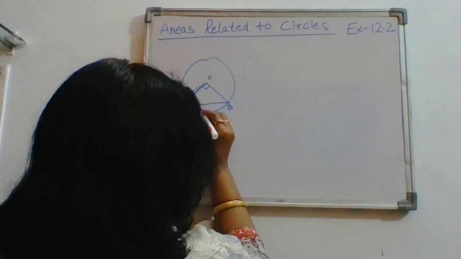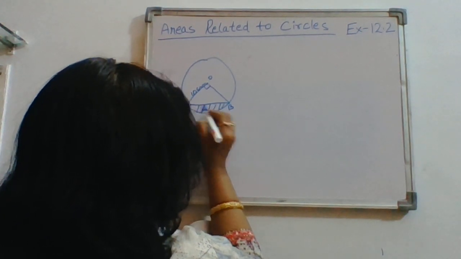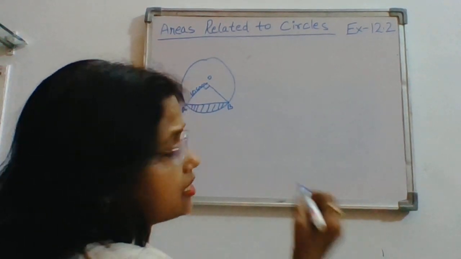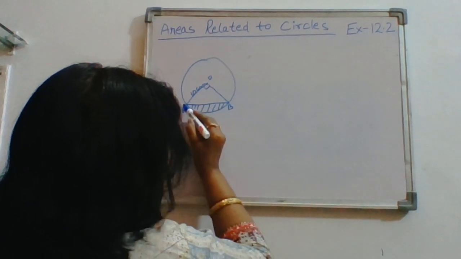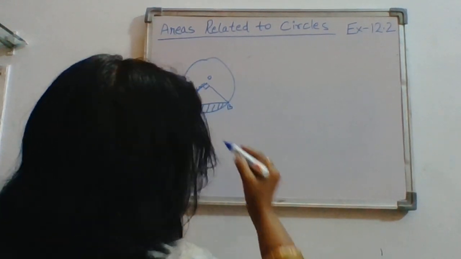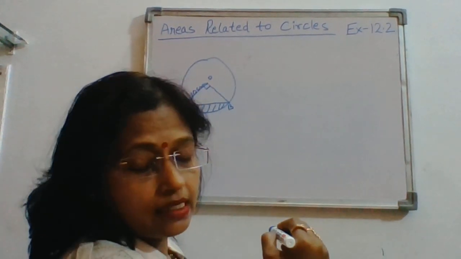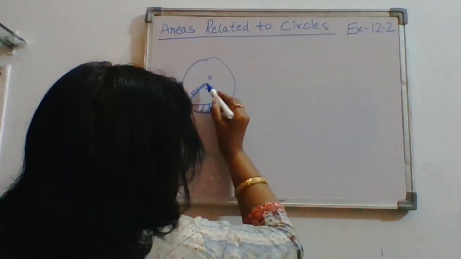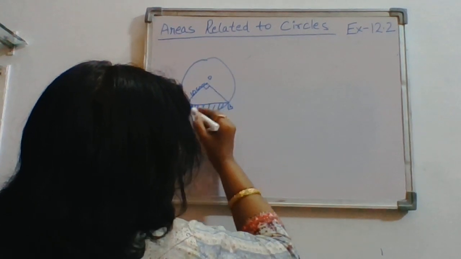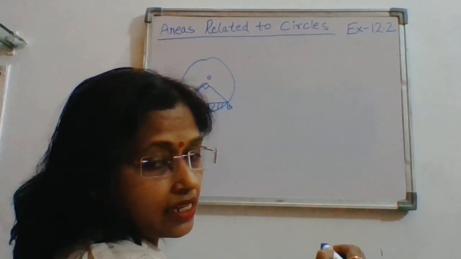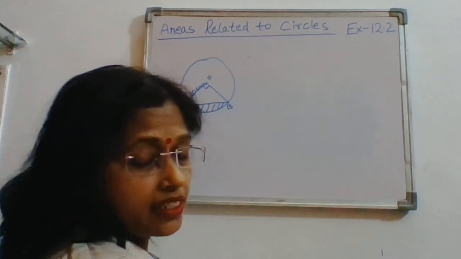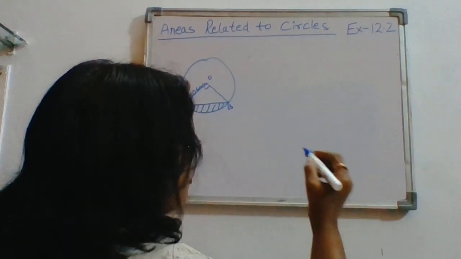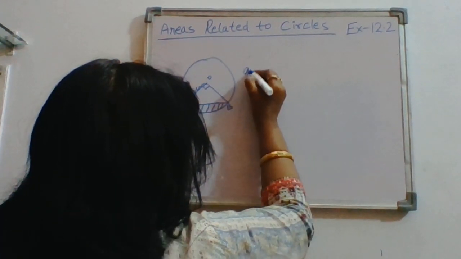You know that this is the area which is known as the minor segment. AB is your minor arc and AB is your chord. The area bounded by the arc and a chord is your minor segment. So area of the segment will be area of the sector minus area of the triangle. And we can calculate the area of the sector as theta by 360 into pi r square.